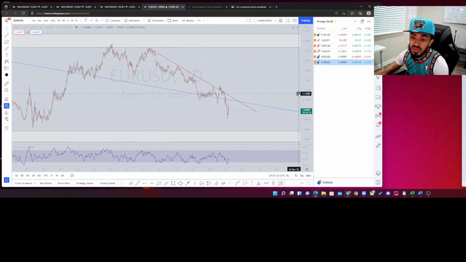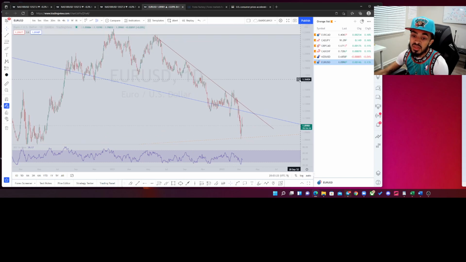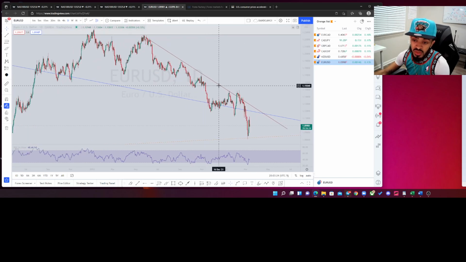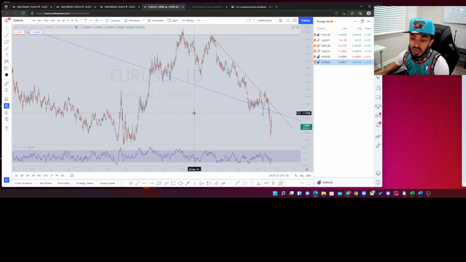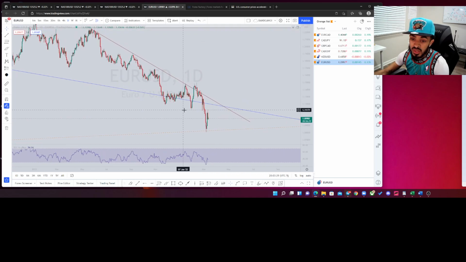Because daily support and resistance, that's important. We want to pay attention to those levels. So we can see right here that we have broken a level of support on the daily time frame, and it gave us a break. So what could we illustrate?